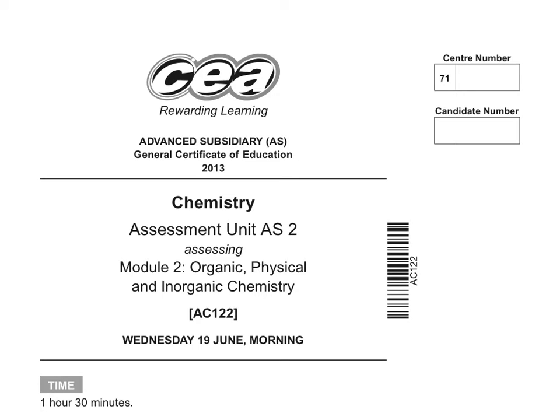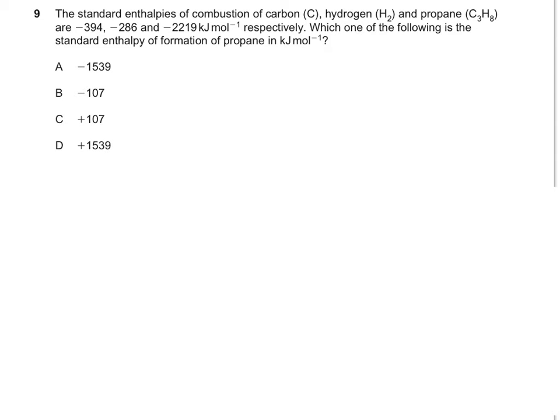This is AS2 June 2013 and we're going to be looking at question 9. So this question is just a standard Hess cycle question. And remember that the equation at the top of your Hess cycle needs to be the equation of the enthalpy change that you're trying to find out. So you're trying to find out the enthalpy change of the formation of propane.